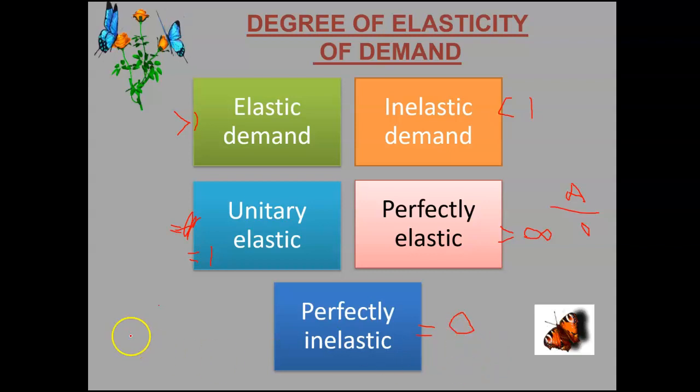Yang ini pula perfectly inelastic when your answer is equal to 0. Equal to 0 maksudnya apa? Maksudnya 0 divide with any number, you will get 0. Jadinya bila any number maksudnya kat bawah ni ada apa tadi? Adalah percentage change in price. So maksudnya bila tak ada perubahan dalam harga tetapi orang membuat perubahan yang sangat ketara, sama ada dia increase ataupun decrease, then kita panggil sebagai perfectly inelastic.